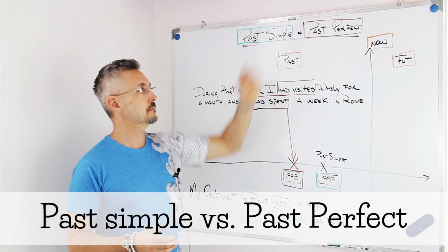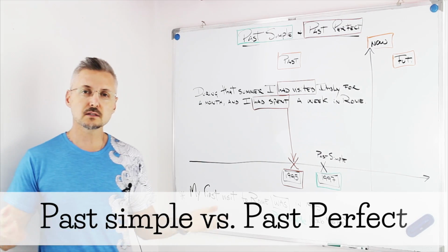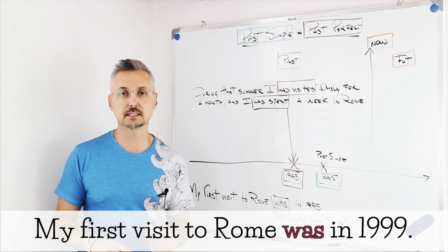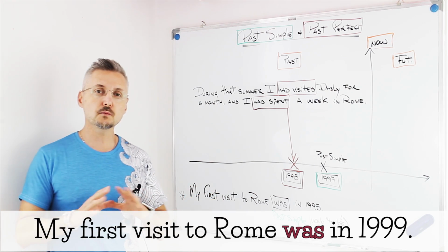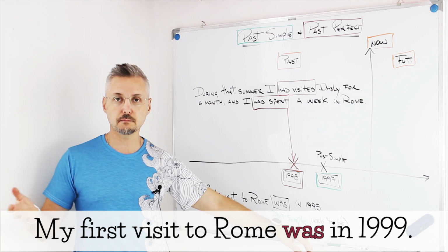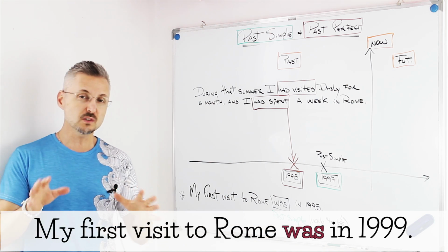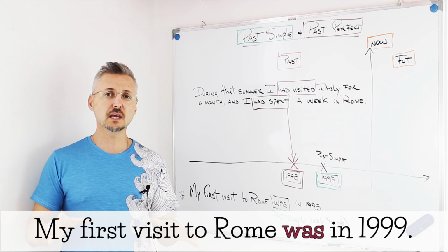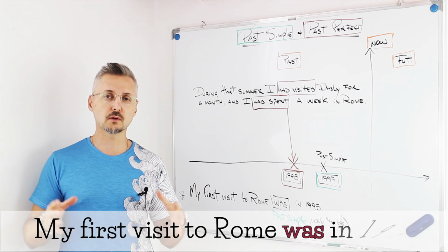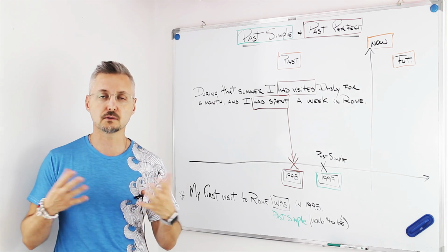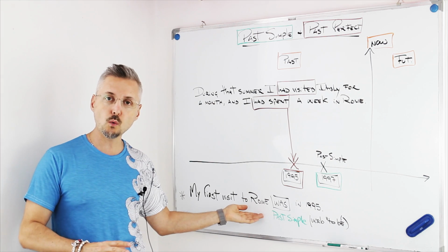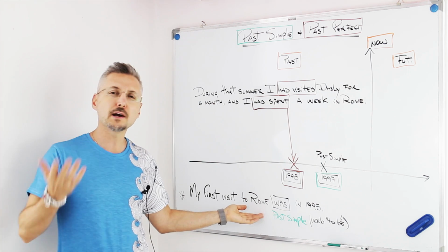I used the past simple and the past perfect. I started by saying that my first visit to Rome was in 1995. Okay, here we describe an action in the past. And I use the past simple of the verb to be. I want to remind you that the verb to be is used always for the past simple. That means that you don't need an auxiliary. In this case, the auxiliary of the past simple is always the verb to be. So what do I mean by that?